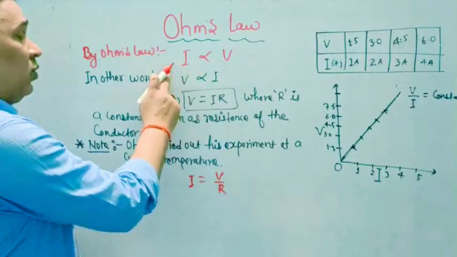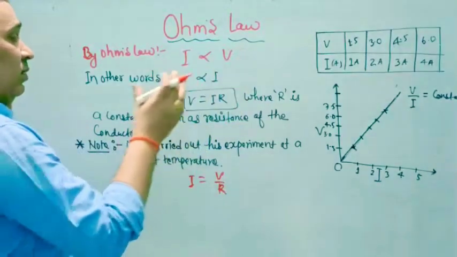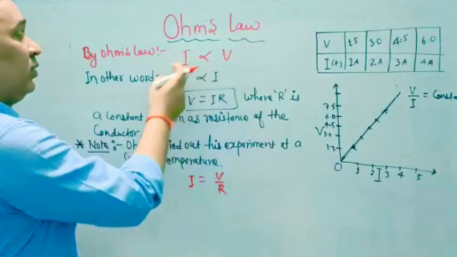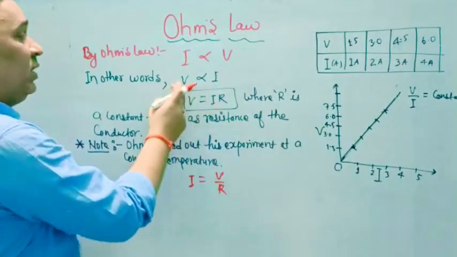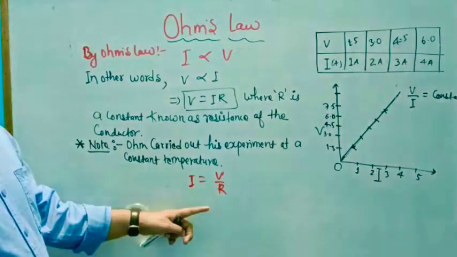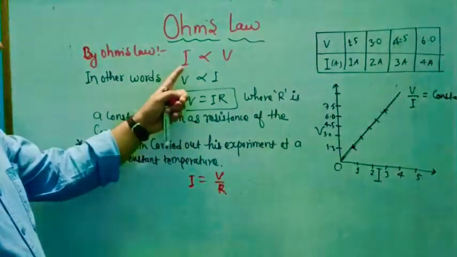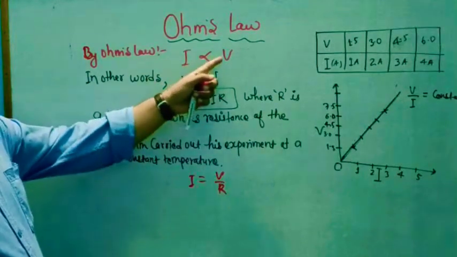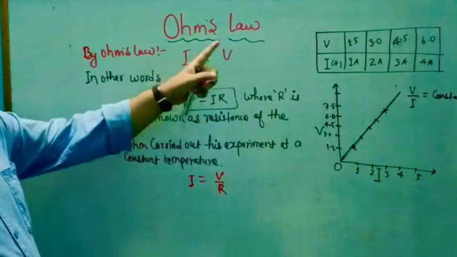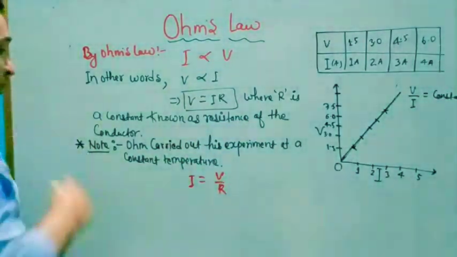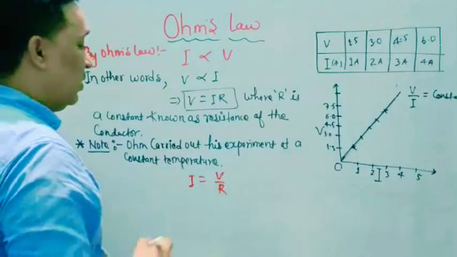That's why, according to Ohm's law, it states that I is proportional to V, but we do not take it. We take it V is proportional to I. Why? Because I is inversely proportional to R. If we had taken I is proportional to V, we could not write I is equal to V upon R. Why? Because I is inversely proportional to the resistance. Right? So it is all about Ohm's law.